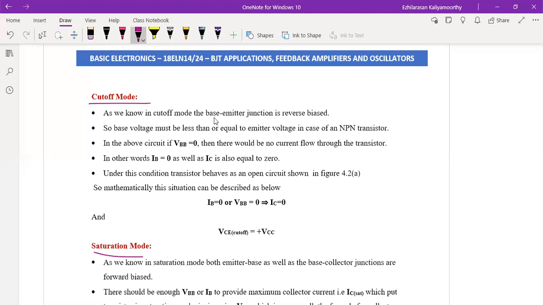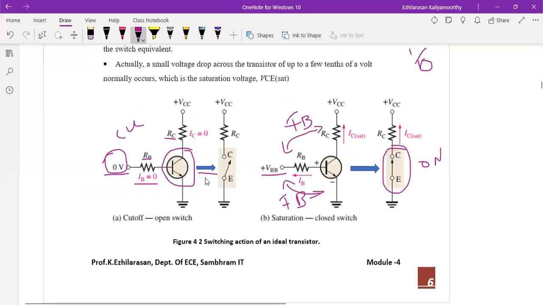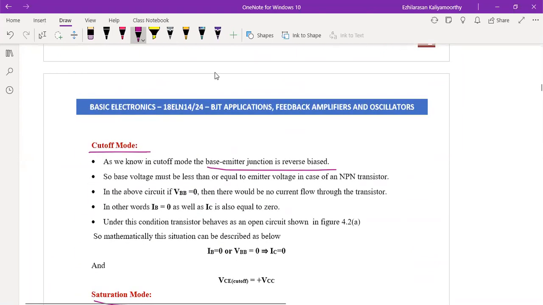Cutoff mode, in simple terms, we can say the base emitter junction is reverse biased. In cutoff mode, what you need to do is turn the device off. How can we turn the device off? You should make this reverse bias, and you also make this reverse bias. It will be in cutoff mode. So the base voltage VB must be less than or equal to the emitter voltage, that is VE, in the case of an NPN transistor.